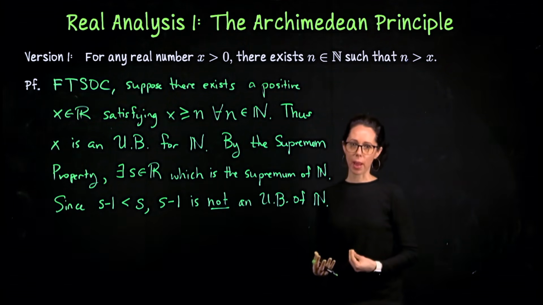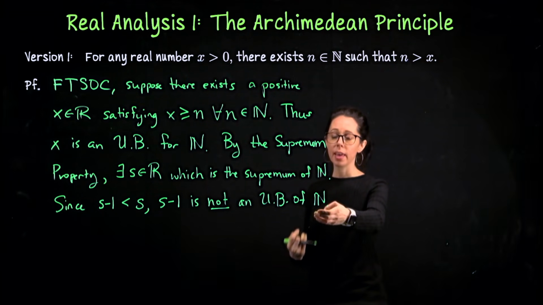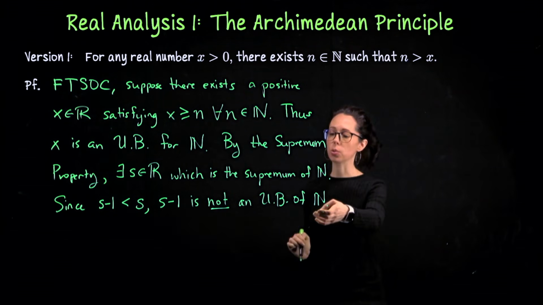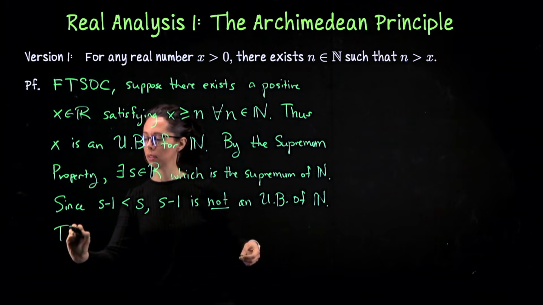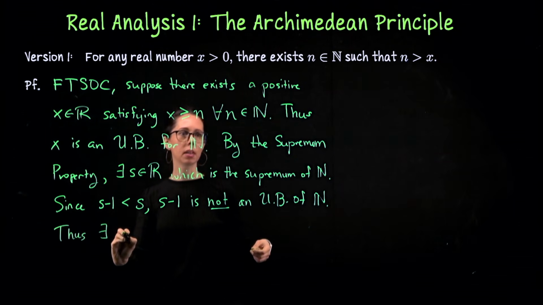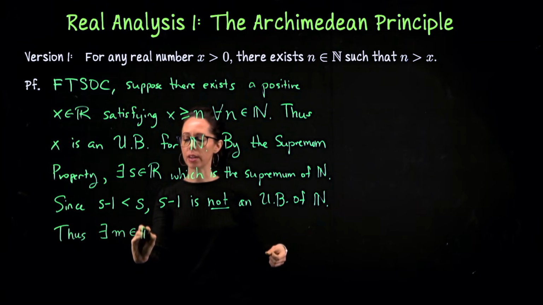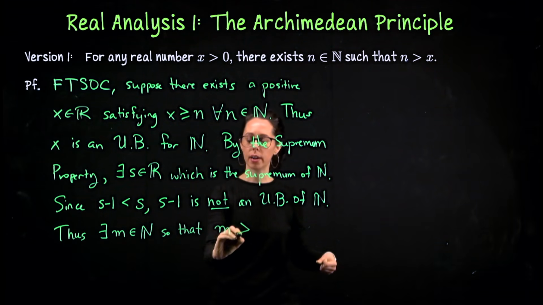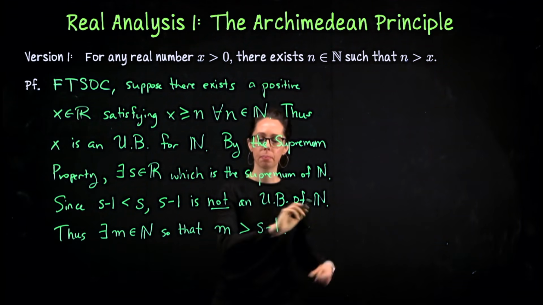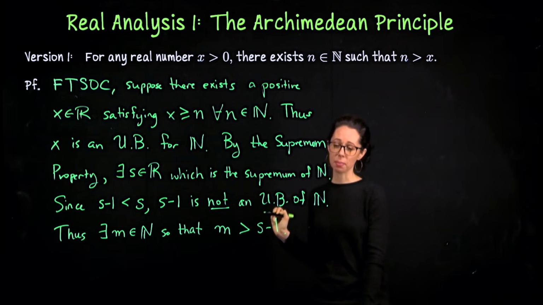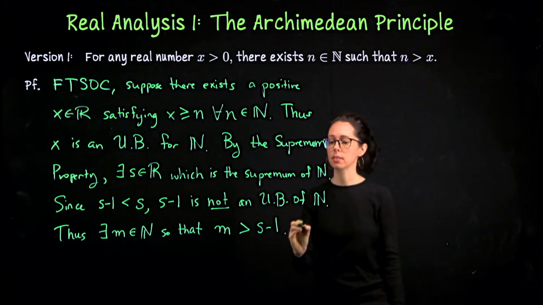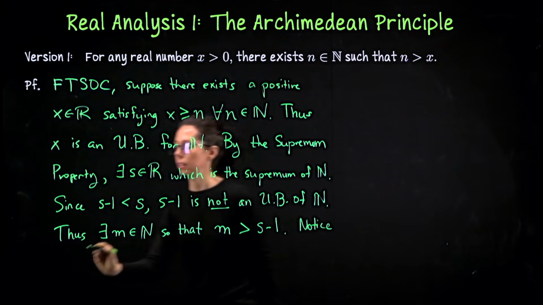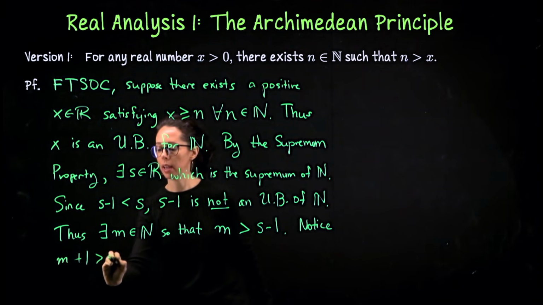If it's not an upper bound for the set of natural numbers, then that must mean that somewhere out there I could find a natural number which is larger than S minus 1. Thus, there exists some, let me use m, from the set of natural numbers so that m is greater than S minus 1. But this implies that m plus 1 is greater than S.